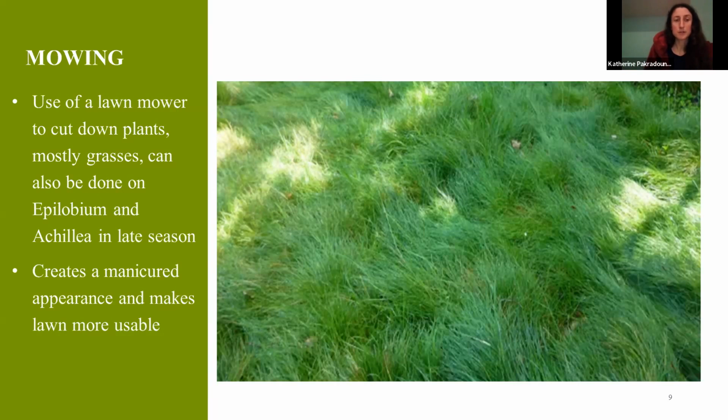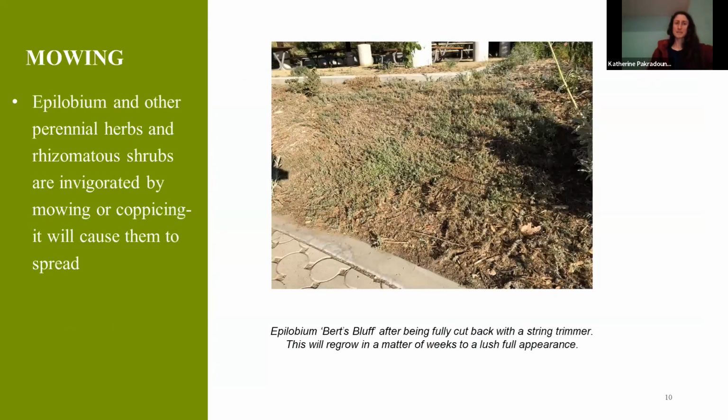So it creates a manicured appearance, makes a lawn more usable, so it's a little bit less moundy. But some of our native lawn substitutes are moundy, and so it takes away from their natural appearance to try to create something super manicured. But this is a good example of the epilobium.